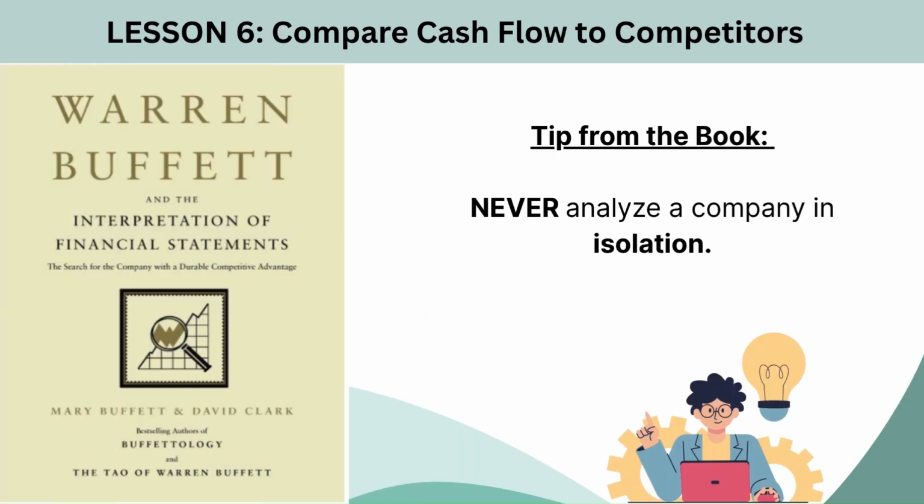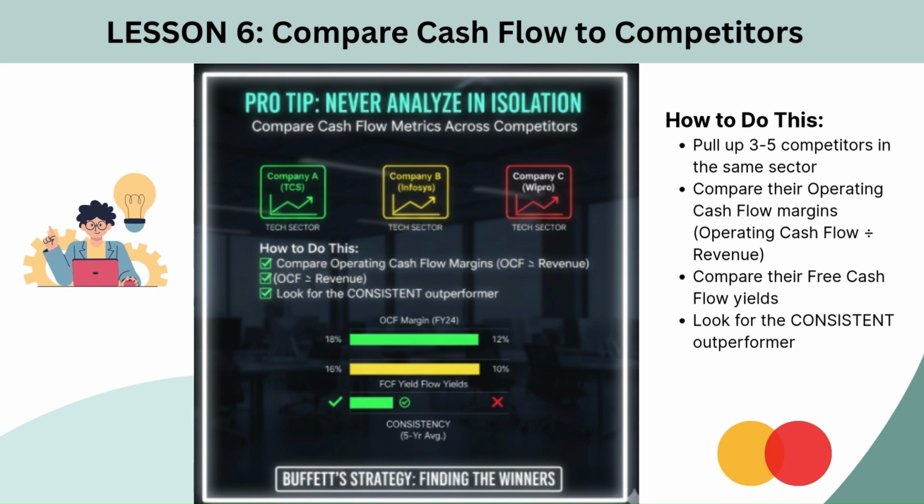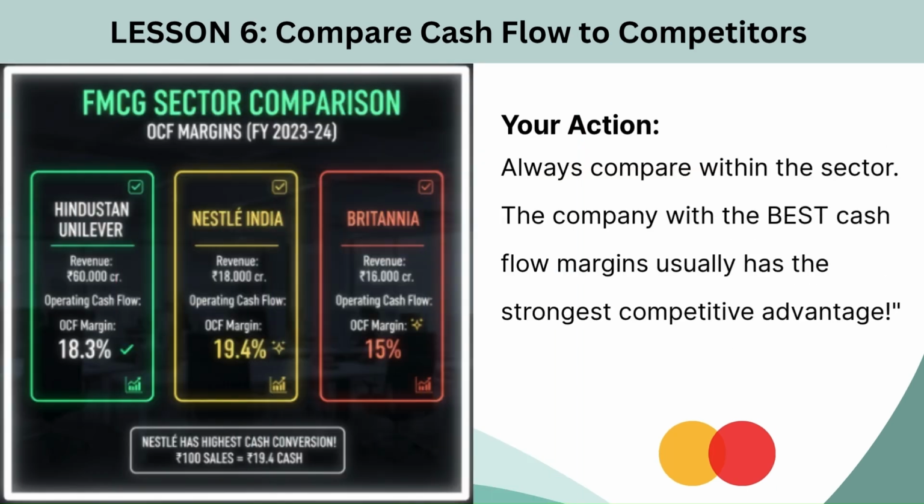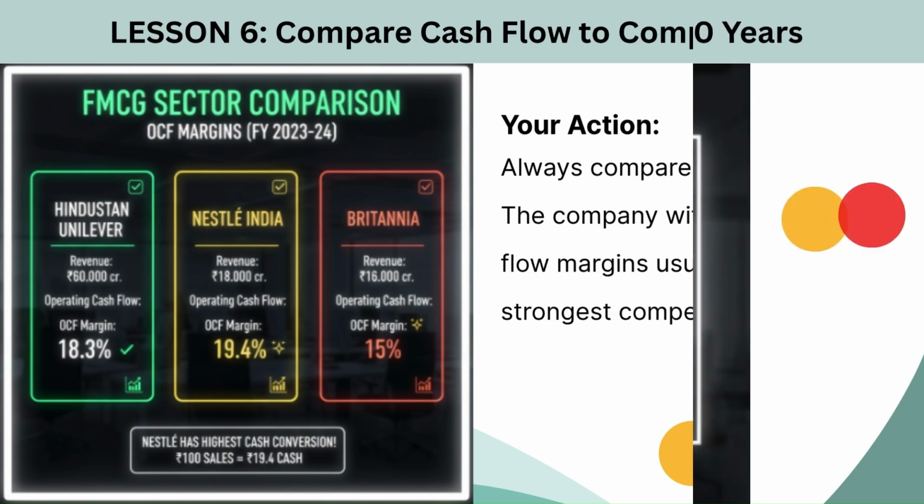Lesson 6. Here's a pro tip from the book. Never analyze a company in isolation. Buffett always compares cash flow metrics across competitors in the same industry. How to do this? Pull up 3 to 5 competitors in the same sector, compare their operating cash flow margins, operating cash flow divided by revenue, compare their free cash flow yields, look for the consistent outperformer. Your action: always compare within the sector. The company with the best cash flow margins usually has the strongest competitive advantage.